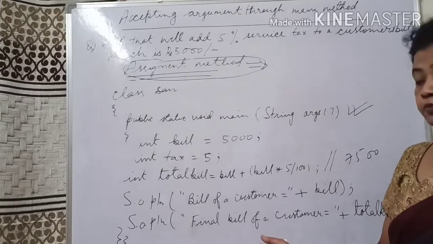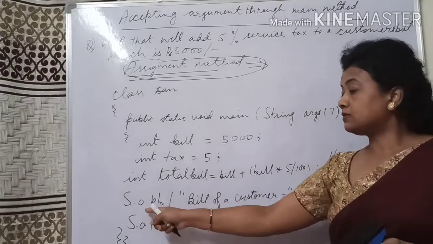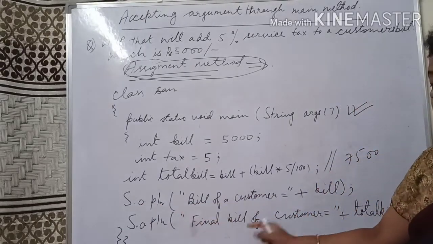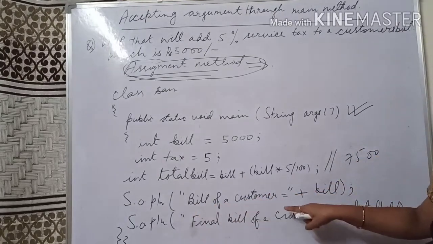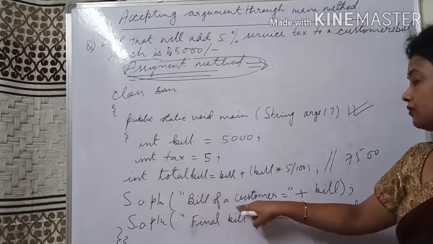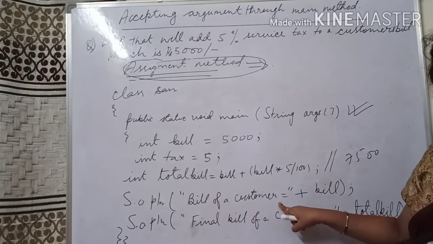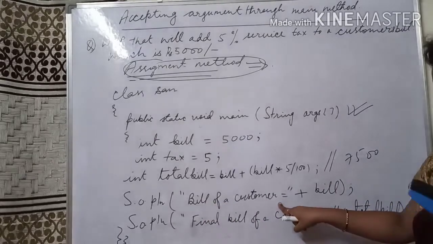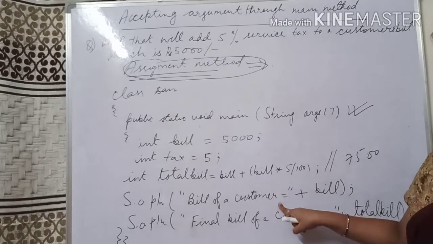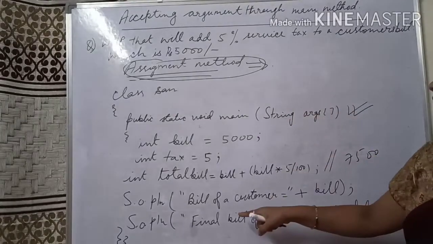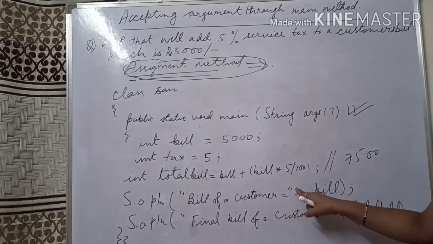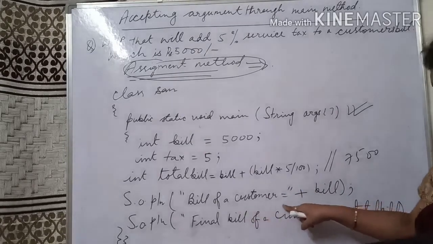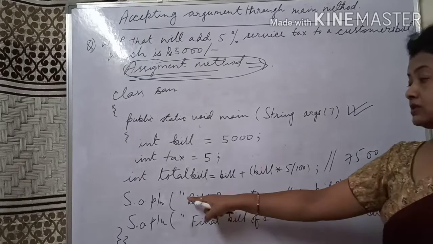Next will be my output statements. Now you can see System.out.println. These are my two output statements. In the first output statement, I am printing the bill of a customer. All these things a programmer can write on their own as per the requirement of the program. As per this program, I must write this statement, the bill of a customer, so I wrote it like this. And this is the method of writing any statement inside double quotes.